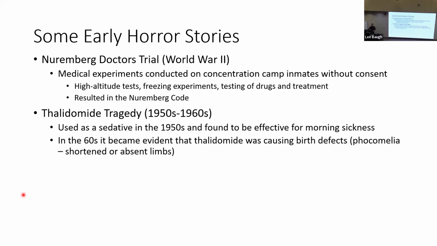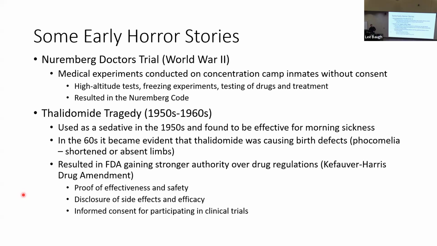However, a few years later, primarily in the 60s, it actually became evident that thalidomide was causing specific types of birth defects, so shortened or absent limbs in the babies of people that were taking this during pregnancy. So this case resulted in the FDA being empowered, so it received stronger authority over drug regulations, known as the Drug Amendment.